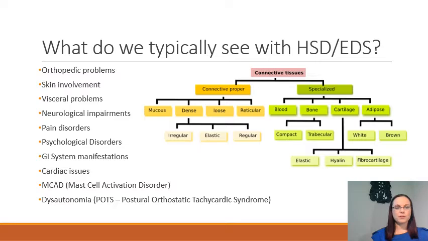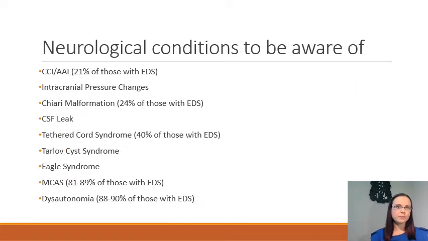We're seeing orthopedic issues, yes, but we're also seeing skin involvement, issues with the organs, neurological problems, pain disorders, psychological disorders, gastrointestinal issues, cardiac issues, potentially mast cell activation disorder, and dysautonomia, specifically POTS, postural orthostatic tachycardic syndrome. So this isn't necessarily going to present the same way in every person, but we can see a variety of things similar to these pop up in one person.